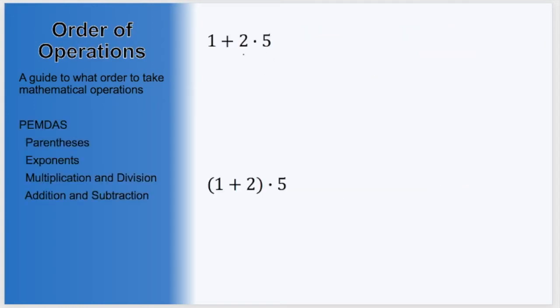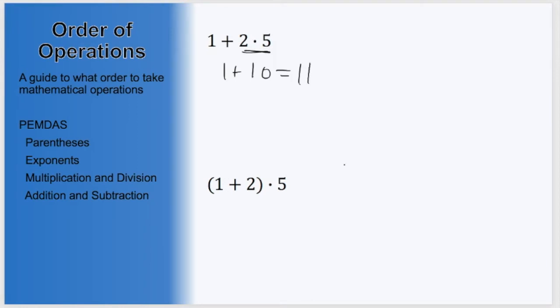Consider the expression 1 plus 2 times 5. The addition is the first operation we see when reading left to right, but PEMDAS tells us to do any multiplication before addition. So doing 2 times 5, we get 10. Now we have 1 plus 10, and that's going to be 11.